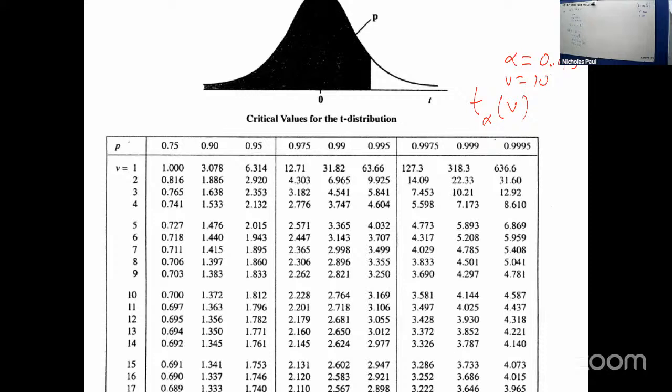How much do you get? Sorry, I said 10 degrees of freedom. So 1.812. Nice. Okay, nice.